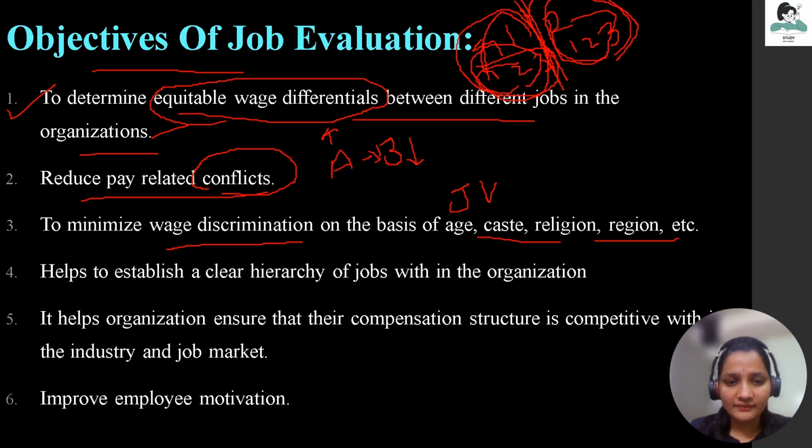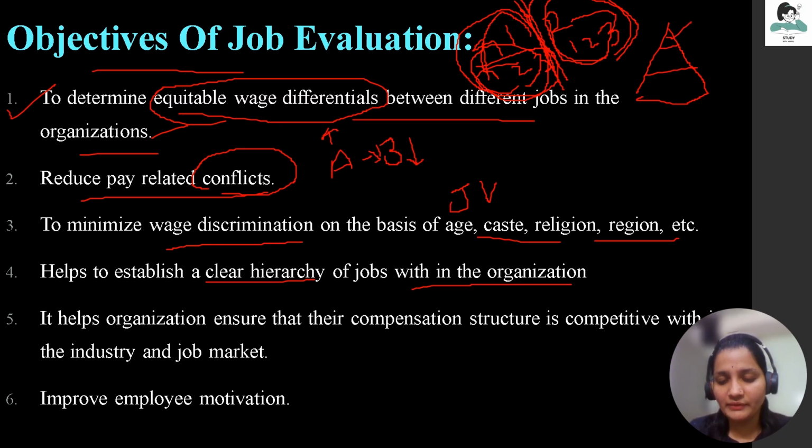Next we have, helps to establish a clear hierarchy of jobs within the organization. What do you mean by hierarchy here? Hierarchy means it shows high level to low level jobs. There are three levels of jobs, right? Let me draw a diagram here, please ignore my writing. Top level, middle level and low level. The top level is where all the CEO and directors will be, the middle level has managers and supervisors, and the lower level has workers. So it shows high level to low level jobs.